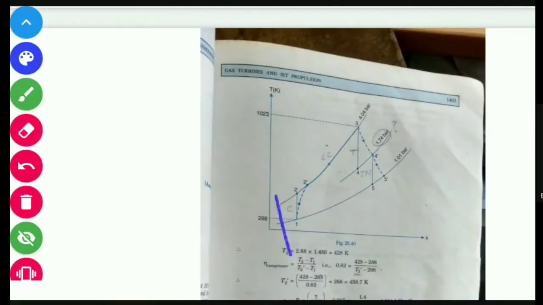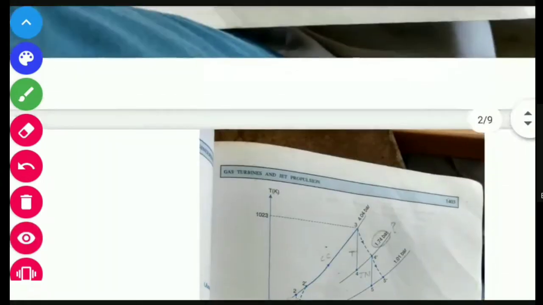So 1 to 2 is compression, 2 to 3 is the combustion chamber. C indicates compressor, CC combustion chamber, T indicates turbine, and JN indicates jet nozzle. From the jet nozzle, it is expanded from 4 to 5, which means temperature will be dropped from 4 to 5. So it goes again to 1.01 bar. That means P5 is nothing but P1.